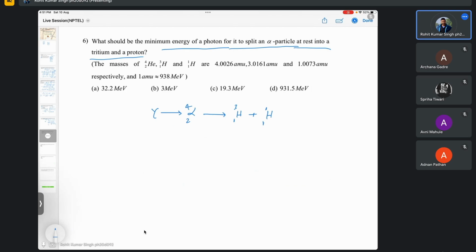So how to solve this? Any idea? Sir, the energy of the photon should be equal to the Q factor of the splitting, right? Yeah, it should be equal to or greater than the Q value for the splitting. Minimum it should be equal. Yeah, obviously.